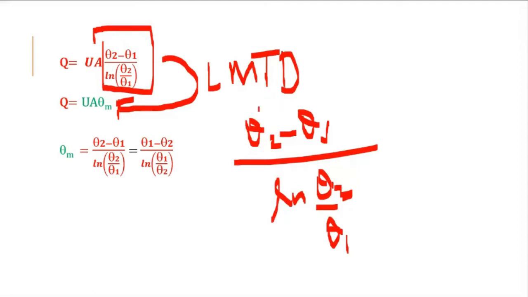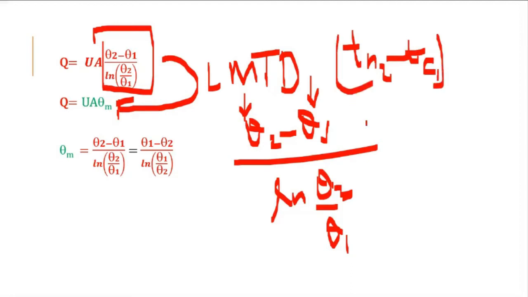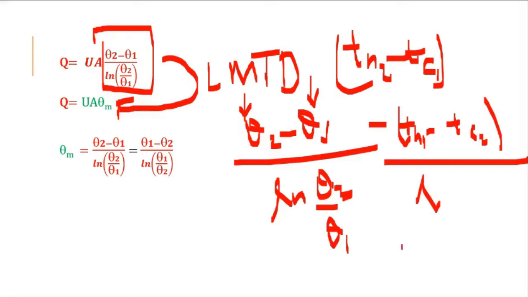So in the data handbook, the expression for LMTD will not be given in form of theta 2 and theta 1. It will be given in form of temperature differences. So in this case, they will write it as TH2 minus TC1, which is theta 2 value, minus TH1 minus TC2, which is theta 1 value, divided by ln of theta 2 by theta 1. Again, they are going to substitute the values of theta 2 and theta 1. They are not going to use the terms theta in the data handbook.